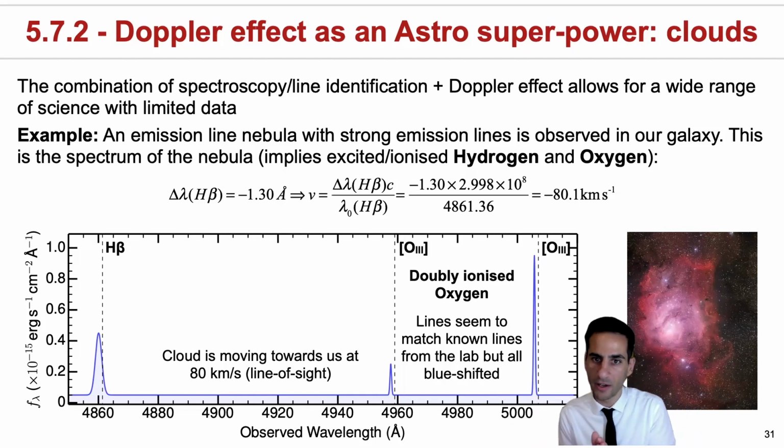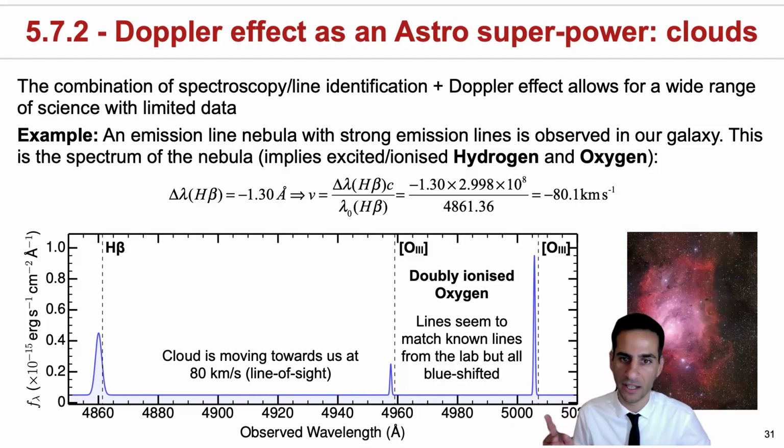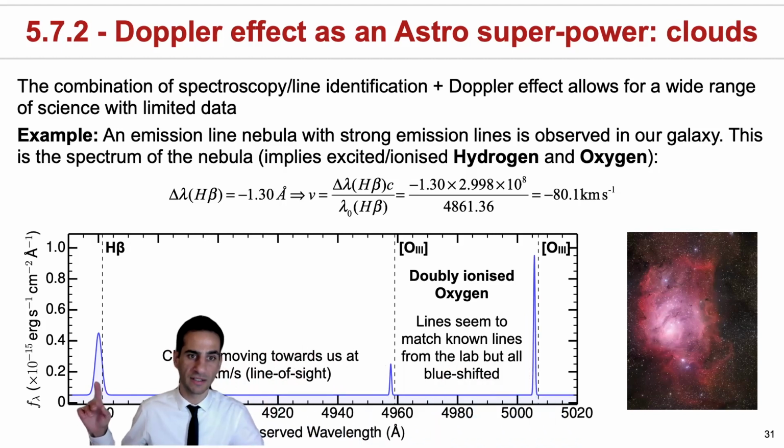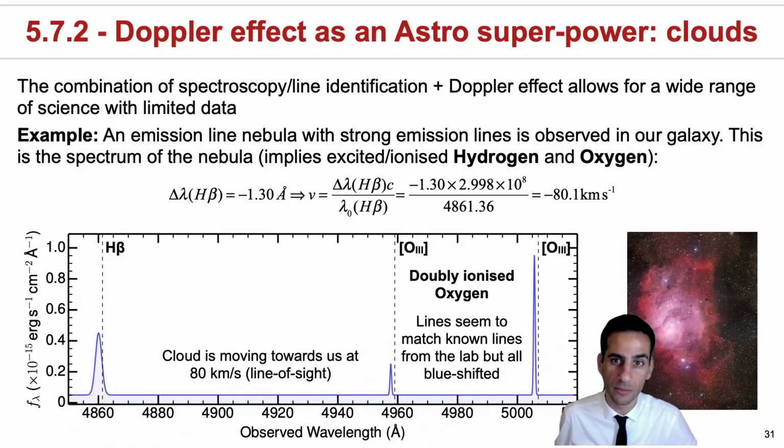And when you compare with values from the lab, you realize that this line and also this line correspond to oxygen, and specifically doubly ionized oxygen, and also this line corresponds to H beta in the lab. But you also notice that actually in the lab they should be here, but you observe them at slightly shorter wavelengths, meaning all these lines are actually blue shifted.